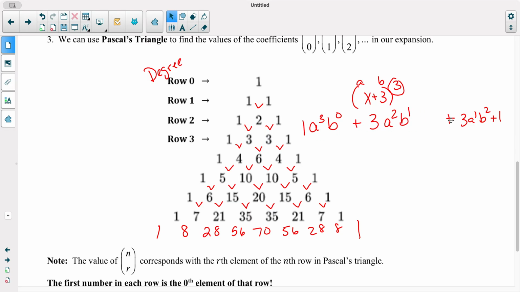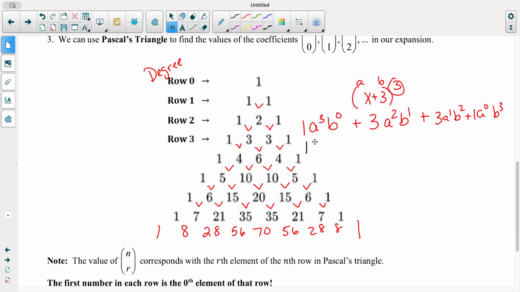Okay, so I actually have some more room. So the last one would be 1 A to the 0, B to the third. And again, each pair always adds up to the degree that you're on, and the degree you're on tells you your row. If I plug in what I have for my A and B terms into this, what I'm going to get is 1, well, a is x, so that's just x cubed. Now, if you remember your exponent rules, anything to the 0 power is 1, so that's gone.